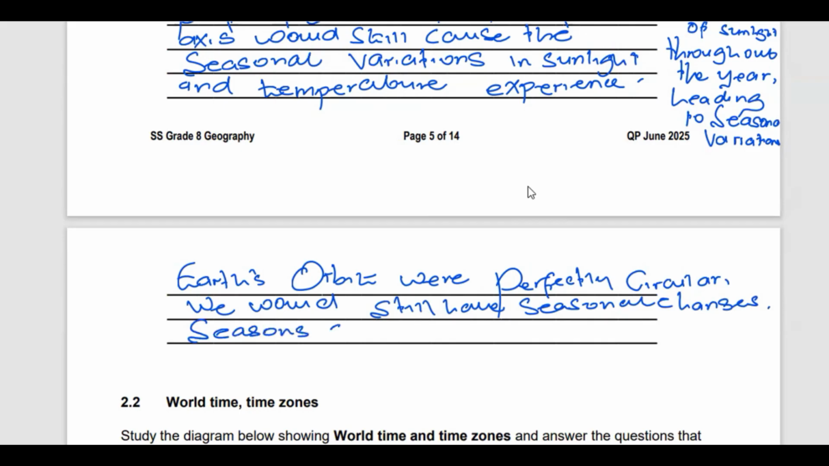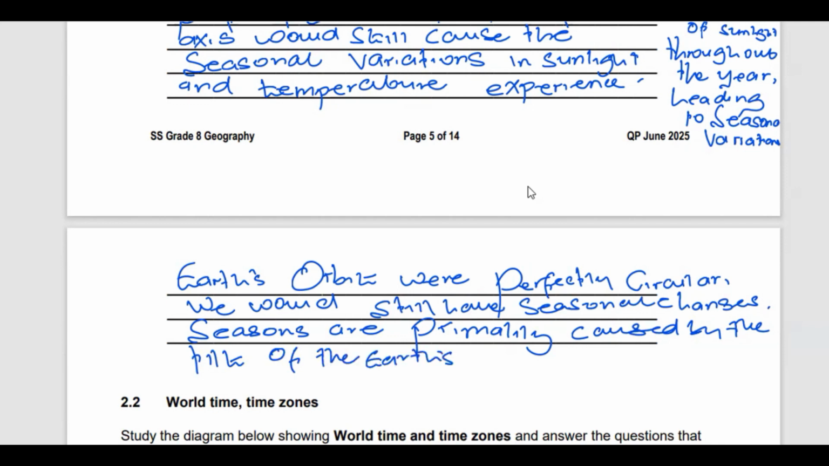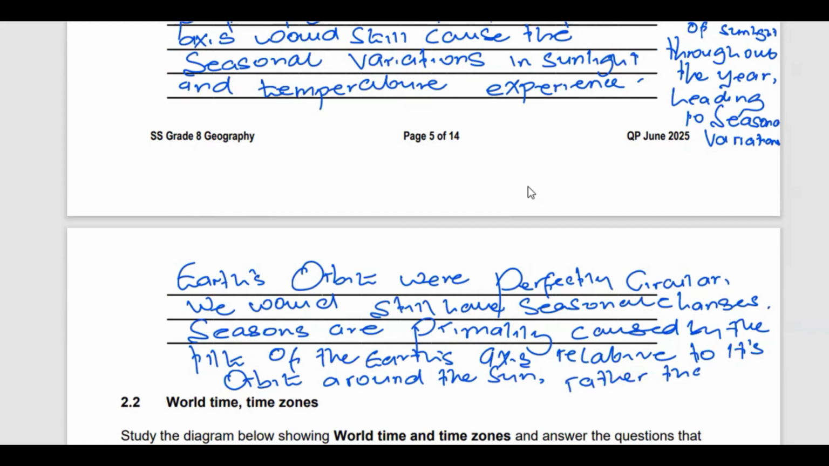Seasons are primarily caused by the tilt of the Earth's axis relative to its orbit around the sun rather than by the shape of the orbit itself.